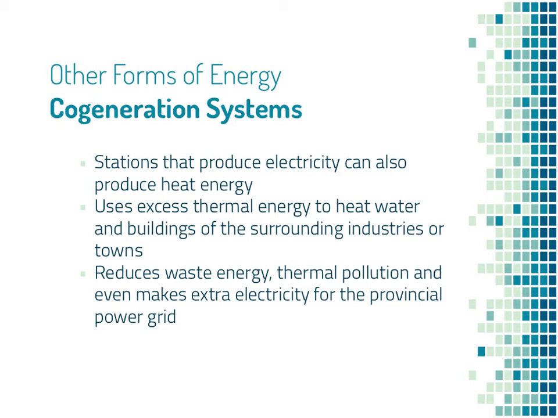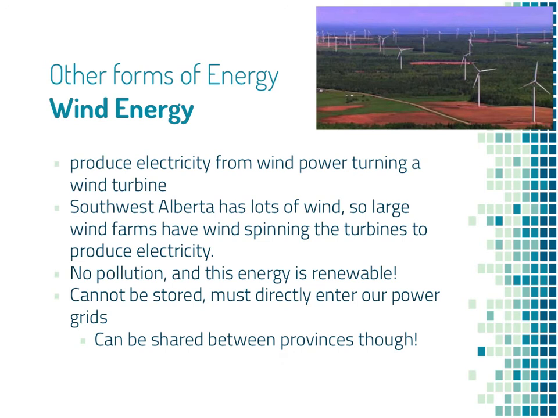So, other forms of energy. Cogeneration systems are stations that produce electricity that can also produce heat. So they use this excess thermal heat to heat water for the buildings of surrounding industries or towns. It reduces this waste energy because we are using this heated water for something. It reduces that thermal pollution and even makes extra energy for provincial power grids.